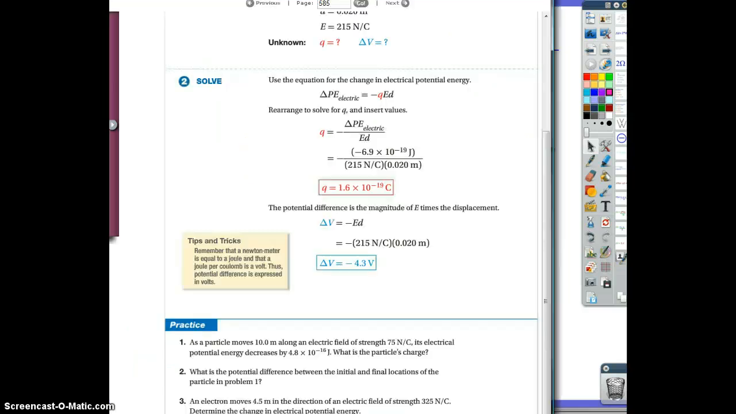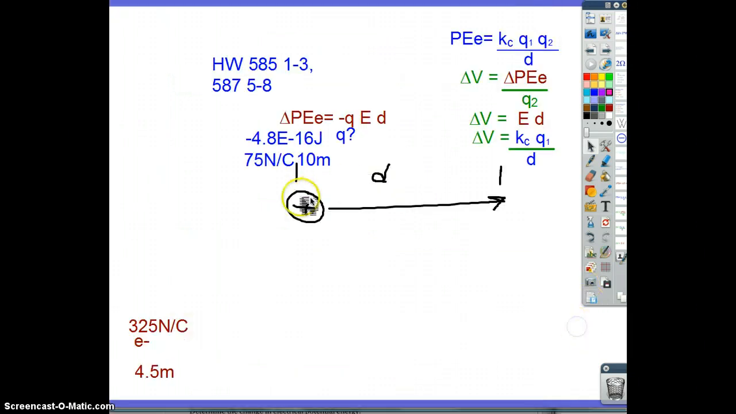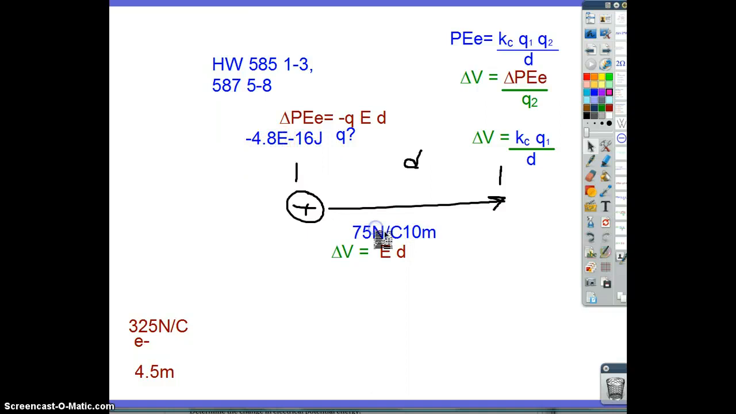Going on to number 2. What is the potential difference between the initial and final locations of the particle in problem 1? Well, that's just like this here. From this point to that point, and in this problem it's 10 meters. From that point to that point, what's the voltage? So you get the voltage equals E times D. Hey, I don't want that D, I want this D. There's the D, there's the E, bada boom. The voltage is 750 volts.